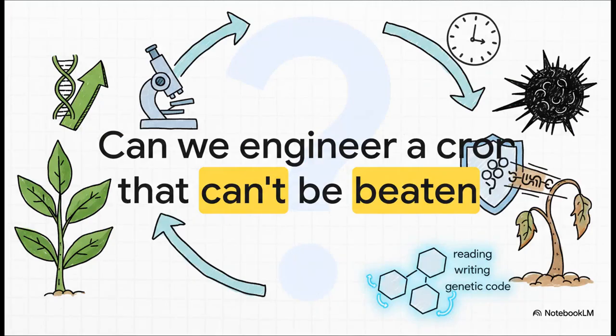Which, of course, leaves us with one final, tantalizing question. This is a constant evolutionary arms race, but as our ability to read and write genetic code gets better and faster, are we getting closer to a future where we can create crops that are always one step ahead? I mean, can we finally engineer a plant that simply cannot be defeated? That right there is the challenge and the promise of all this science.